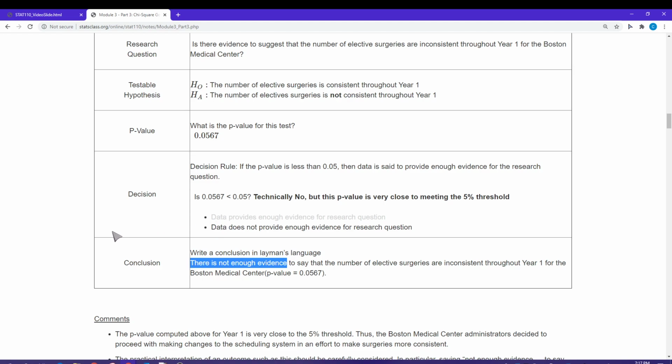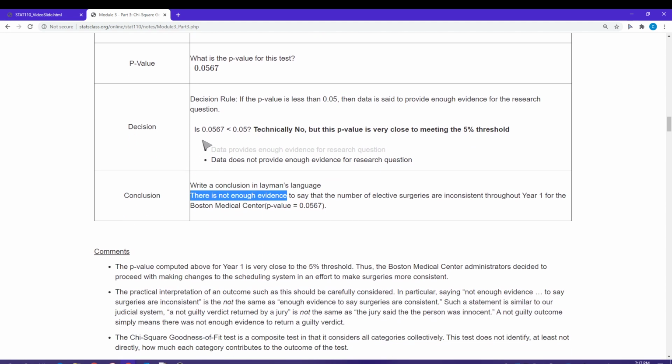However, the Boston Medical Clinic went ahead and decided to make a change in the scheduling between year 1 and year 2 because this p-value was very close to that 0.05 threshold. Recall, if the p-value was 0.04, then we would have enough evidence to say the surgeries are inconsistent. So the Boston Medical Clinic didn't use that strict 0.05 rule. They went ahead and made a change even though the p-value was slightly above the 0.05 threshold.